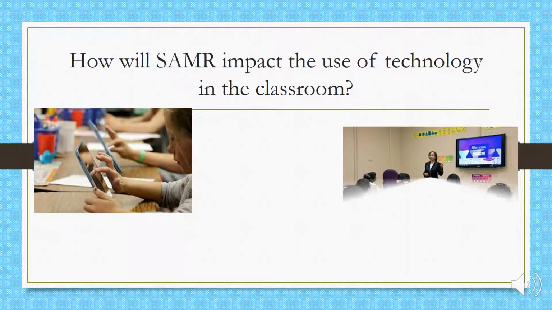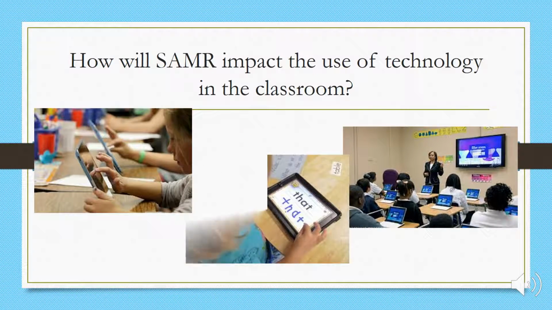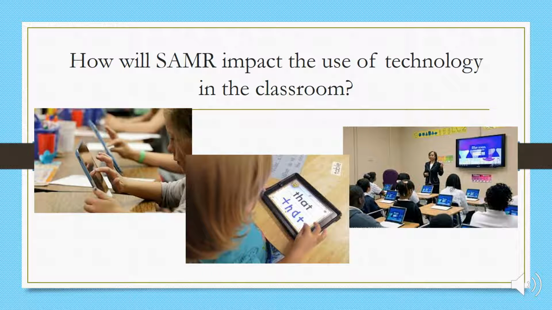The SAMR model was created as a way for teachers to evaluate how they are incorporating technology into their instructional practice. Transforming learning promotes higher order thinking skills like analyzing, evaluating, and creating.